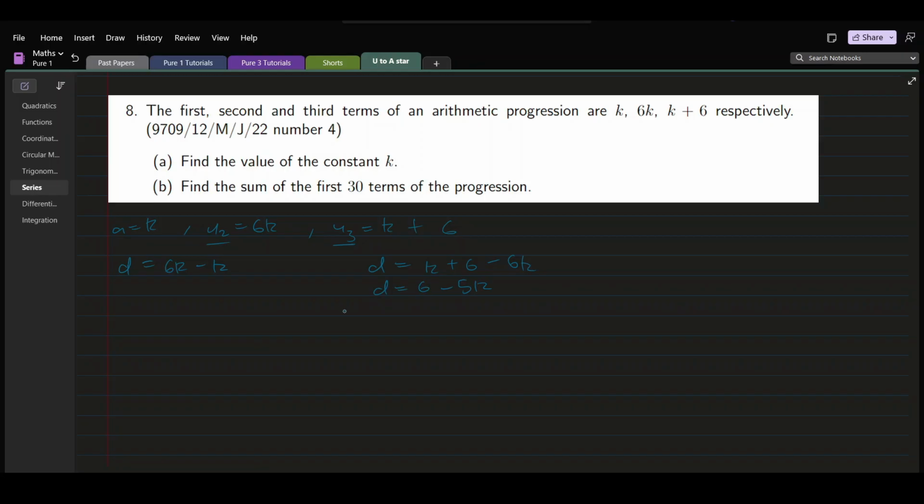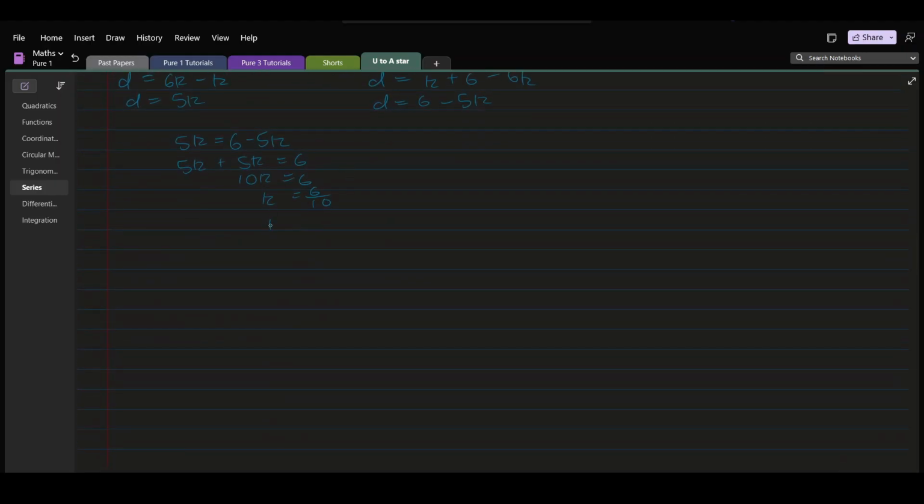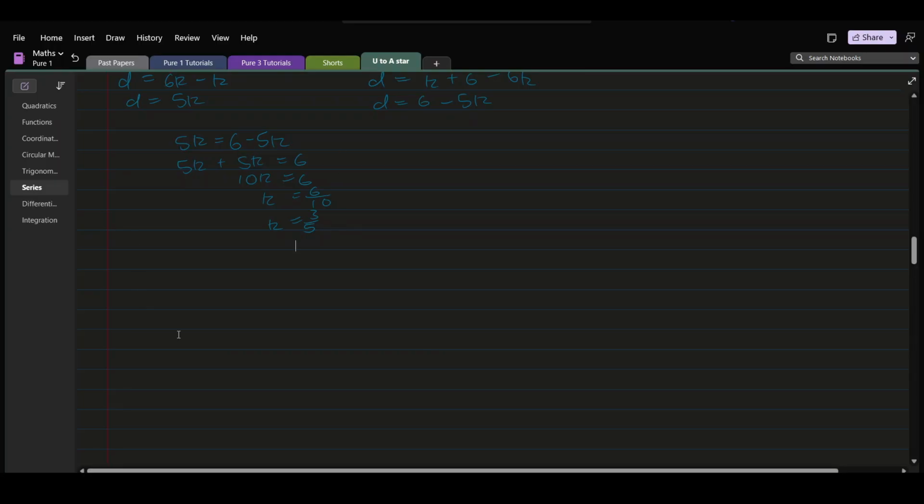And now we have two equations in terms of d and k, and we can solve this simultaneously to evaluate k. So let's equate our two equations. Before we do that, actually we can simplify this further. That's 6k minus k, so that's 5k. And so we get 5k is equal to 6 minus 5k. That becomes 5k plus 5k is equal to 6. So 10k is equal to 6. k is equal to 6 over 10. Therefore, k is equal to 3 over 5. And that is our final answer for part A.